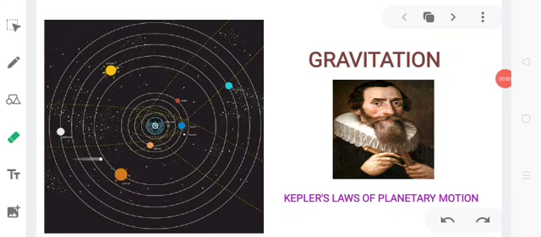Welcome back to our discussion on the lesson of gravitation. Today we will be resuming the topic from where we left off in our previous class.